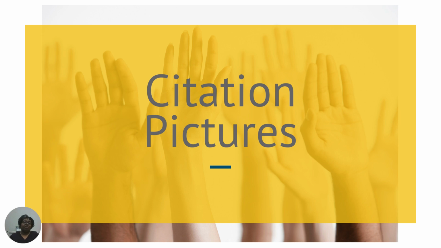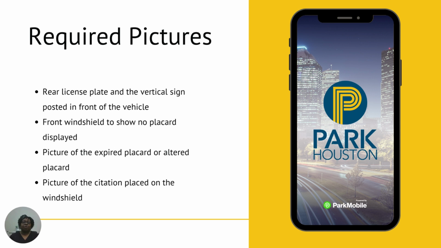Okay, let's talk about the pictures that you take when you issue your citations. The first picture we need will be a clear picture of the rear license plate number, also showing the sign posted in front of the vehicle. Then you go around to the front of the car and you take a picture of the front windshield showing no placard, or you take a picture showing the expired placard, or you take a picture showing the altered placard. And the last picture is a picture of the citation placed on the windshield.